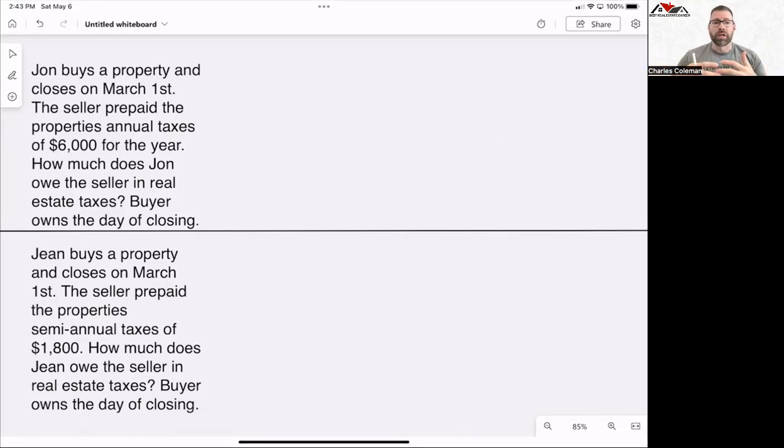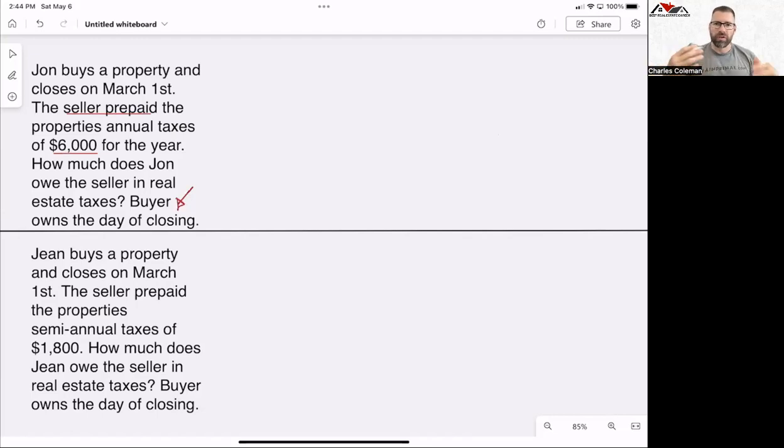John buys a property and closes on March 1st. The seller prepaid the property's annual taxes of $6,000 for the year. How much does John owe the seller in real estate taxes? Buyer owns the day of closing. So first thing, a couple things that we need to keep in mind. The buyer owns the day of closing. We are working on $6,000 and it is seller prepaid. So those are going to be some of the things that we want to make sure that we're looking at.